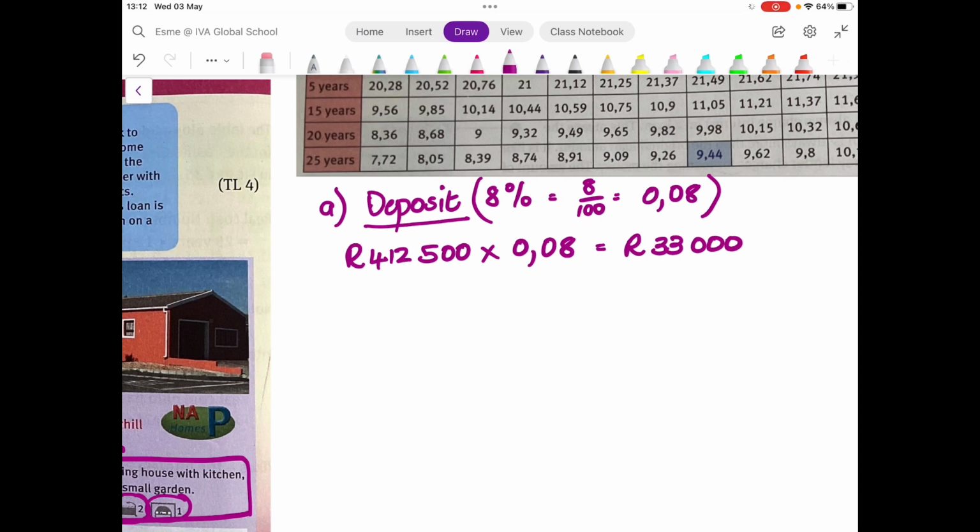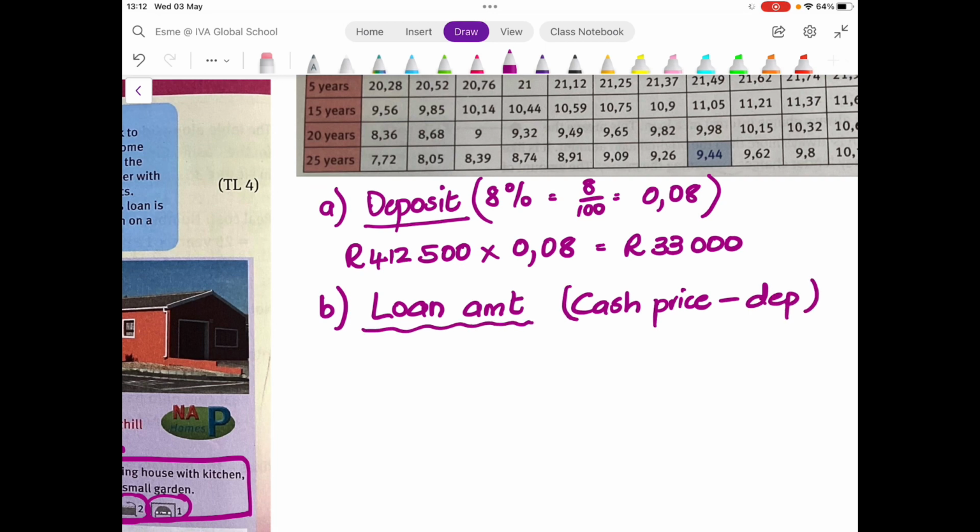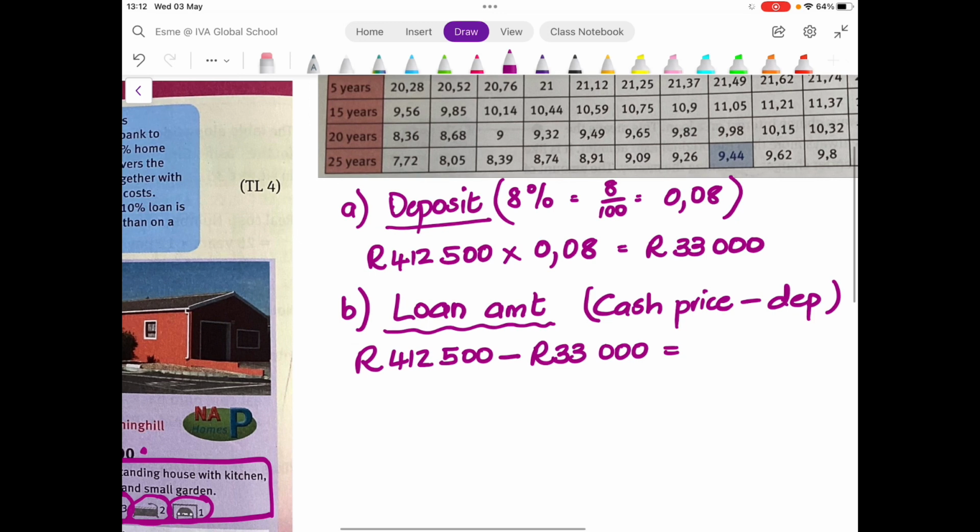After you've paid that up front, you are going to take out a loan. What is the loan amount going to be? Well, it's going to be the cash price minus the deposit. You need to know that it's not going to be given to you. So we are going to say 412,500 minus the deposit, which was 33,000. So what we need to loan from the bank is 379,500.